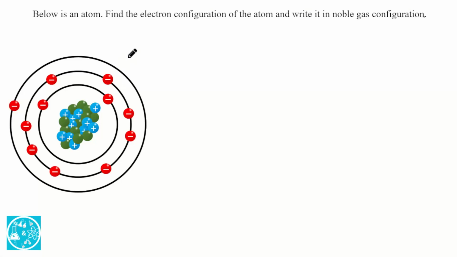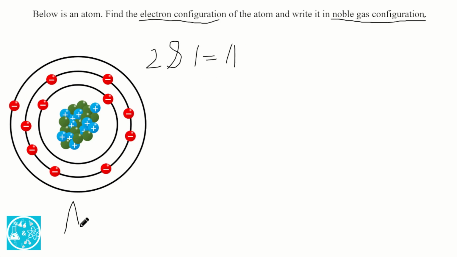So in this problem, we have to find the electron configuration of the atom below and write it in noble gas configuration. So the first step is to identify what the element is. So we can count up all the electrons because they'll be the same as the protons. So we have 1, 2, so that's 2, then 1, 2, 3, 4, 5, 6, 7, 8. So it's going to be 8. Then 1, just 1. So we add all these up and we get 11. So that means this is going to be sodium.